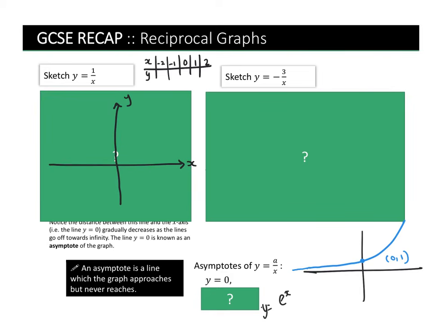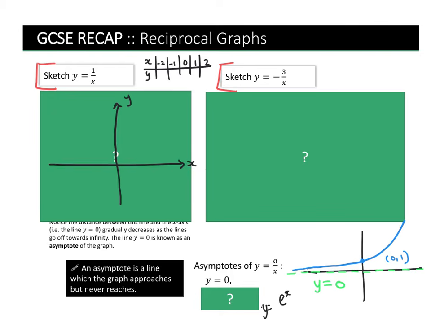An asymptote is where the line will never cross. So for example, it will never cross the x-axis. This is my asymptote, and I use a dotted line. My asymptote, in this case, is y equals 0 for e to the power of x.